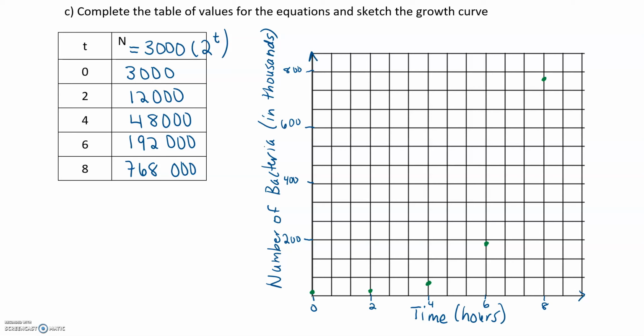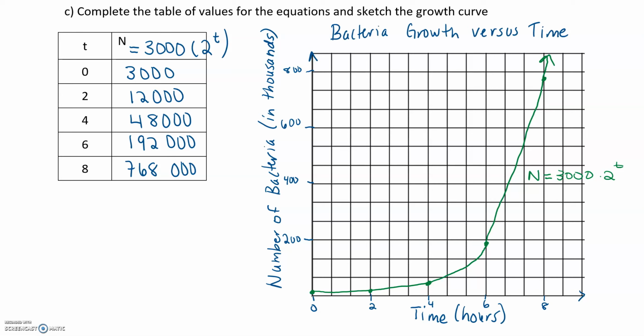Now we want to connect each of the points on our graph using a nice, smooth, continuous curve. And we can see that we've graphed the equation n is equal to 3,000 times 2 to the power of t. And we should label our graph. The whole chart can have a title such as bacteria growth versus time. And here's a finished graph of this equation.